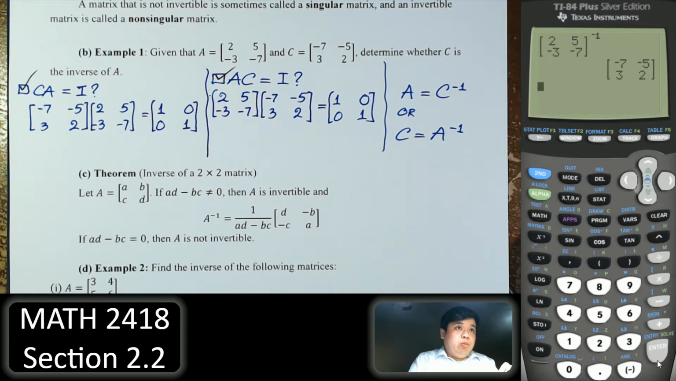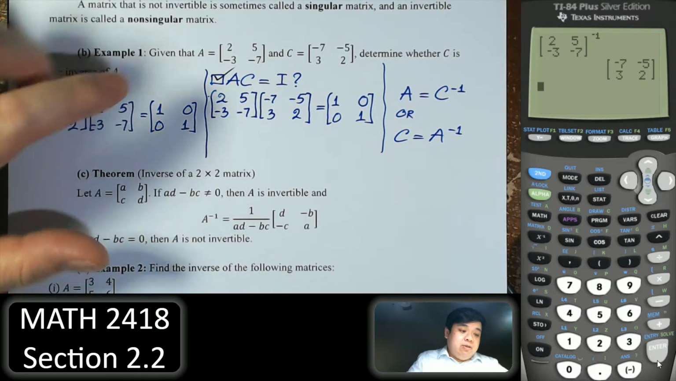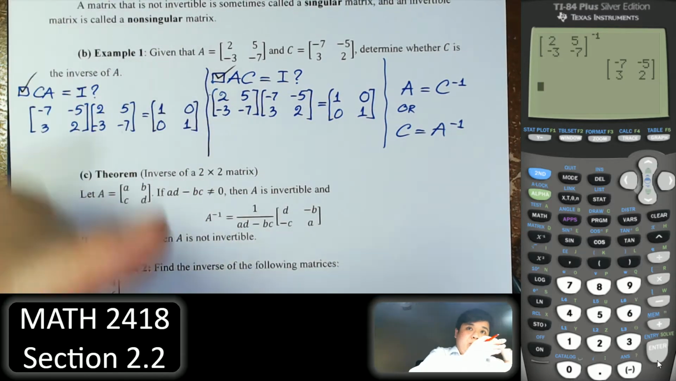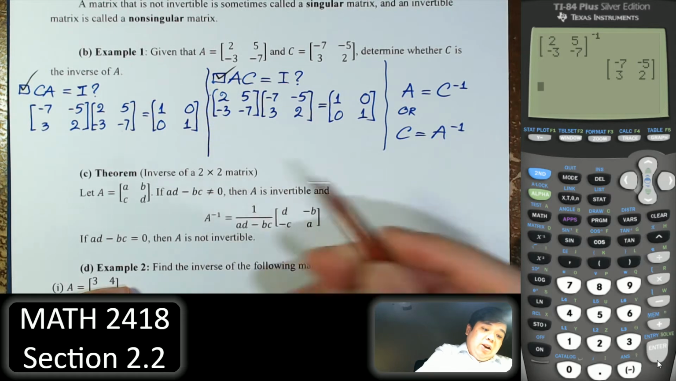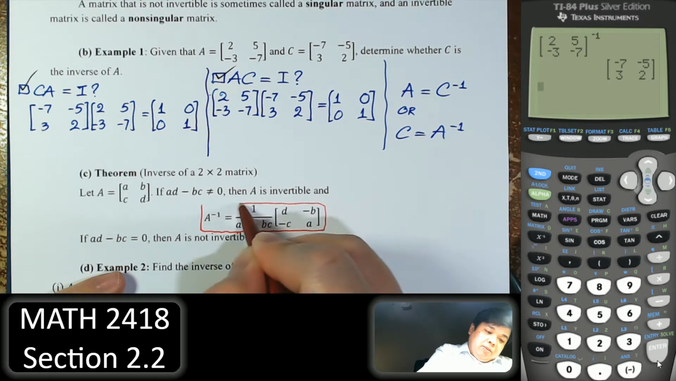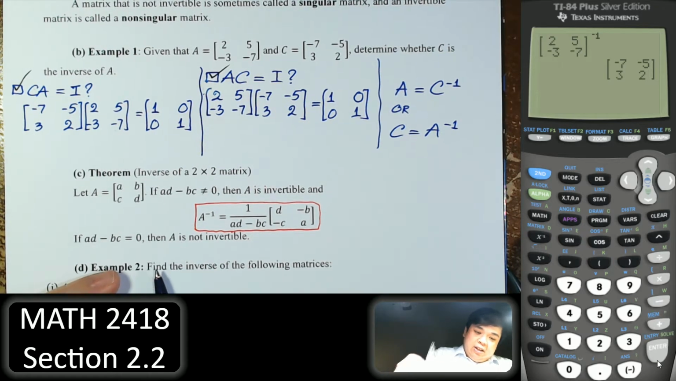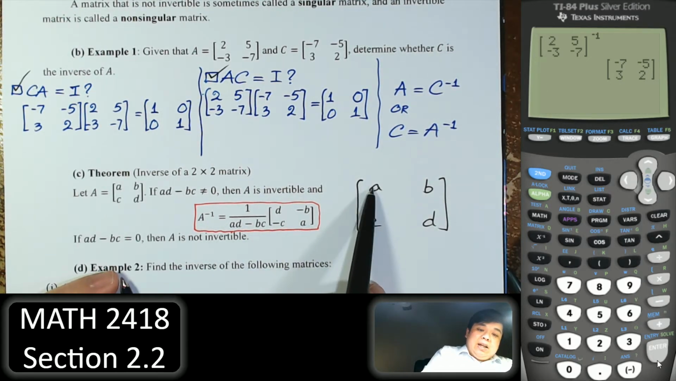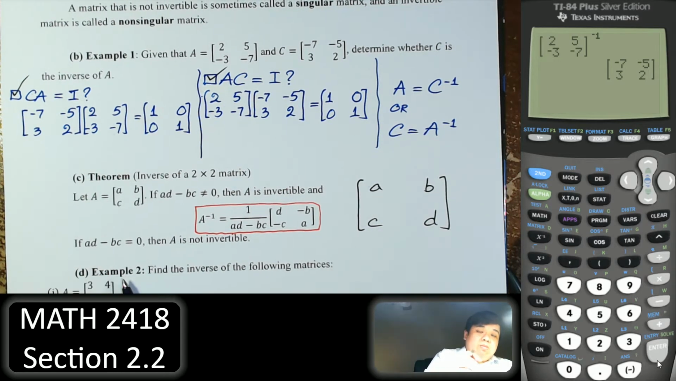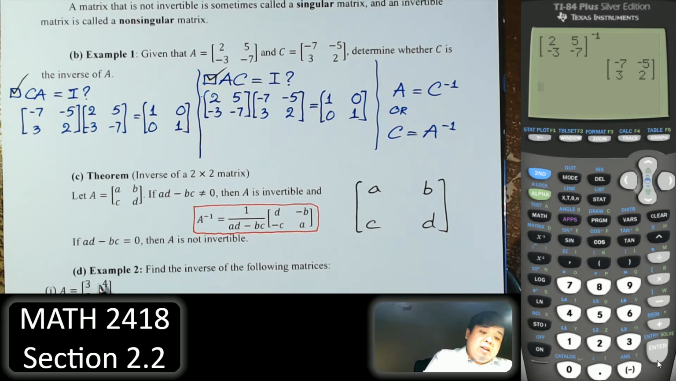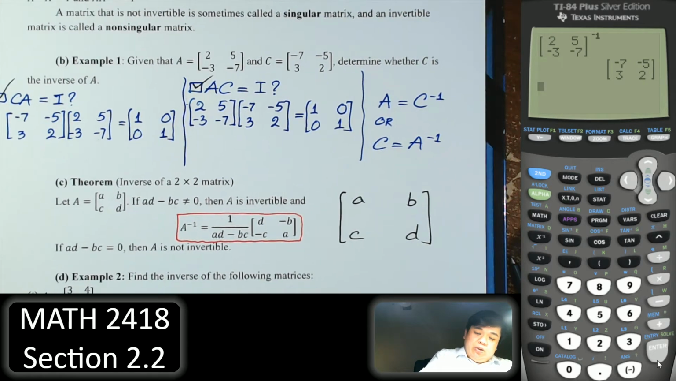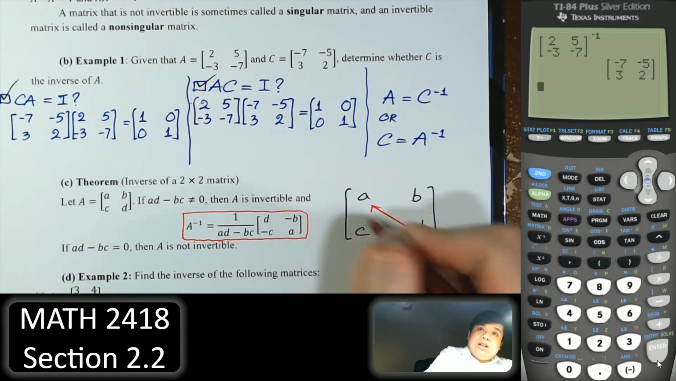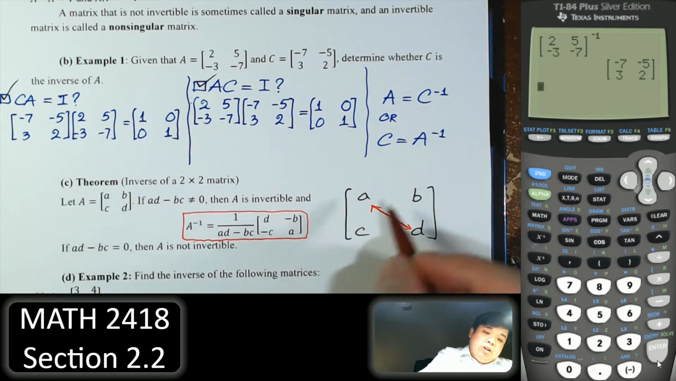Now, only for 2 by 2 do we have a formula to find the inverse. Let A be the matrix A, B, C, D with AD minus BC, the difference of the products of the diagonals, not equal to 0. In that case, the inverse is given by this. What we do is swap the places of D and A, interchanging these two entries, and B and C, compared to the original, are negated.